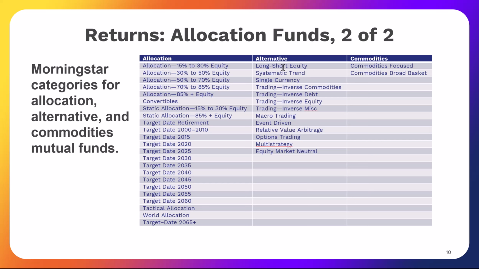We also have ones that invest in alternative types of strategies. These are going to be a little riskier maybe because they invest in something outside of the equity and bond market. And sometimes we can even find allocation funds that invest in commodities.